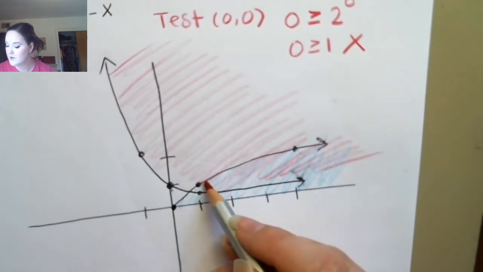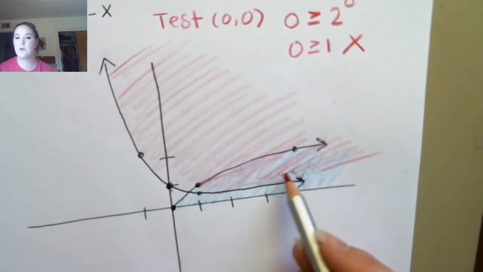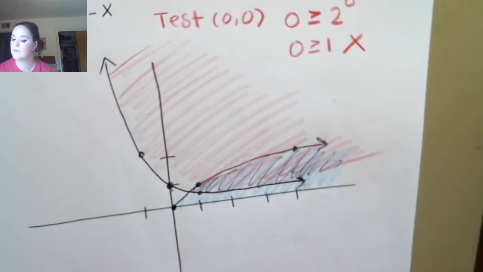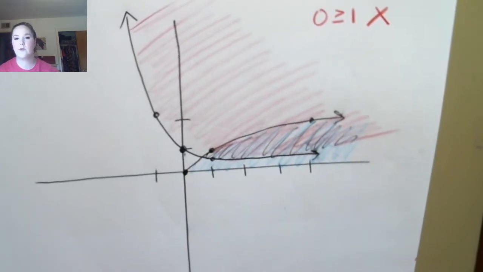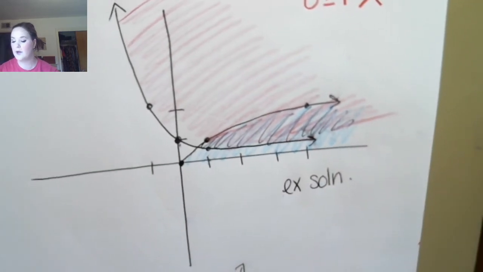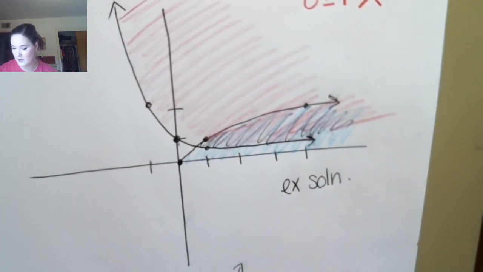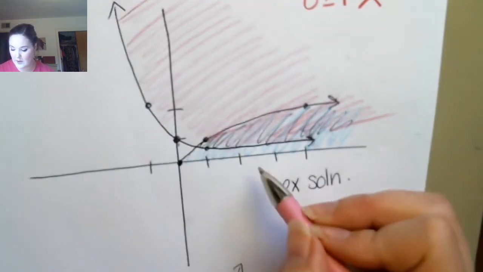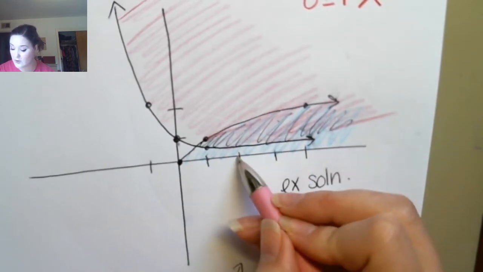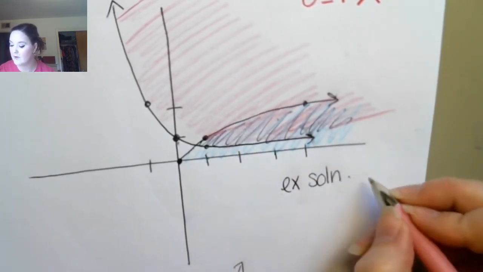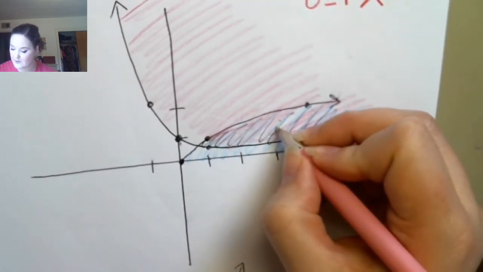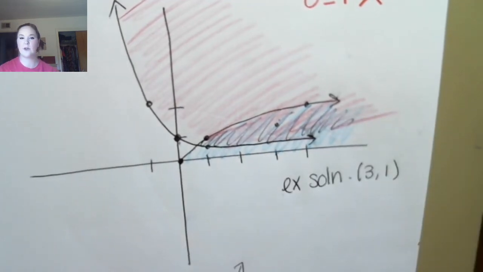Here you can see that the intersection part is this part in between the two graphs right here, this part. And so for my example solution, I'm just going to pick a point that I know is between those two. So for example, I might go with 3, 1, or I could go with 2, 1 half. Anything like that. So let's just go with 3, 1, because that point is right here. It's right in the middle of my solution region.